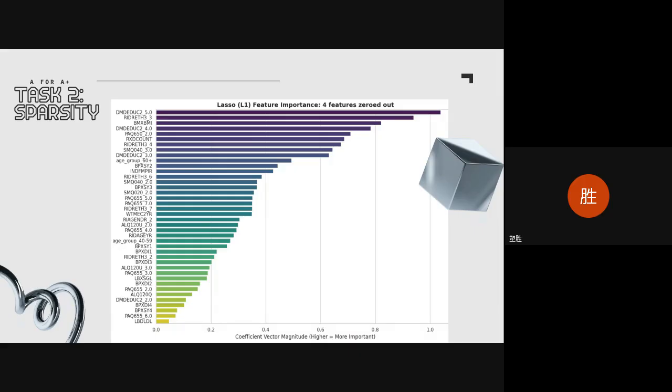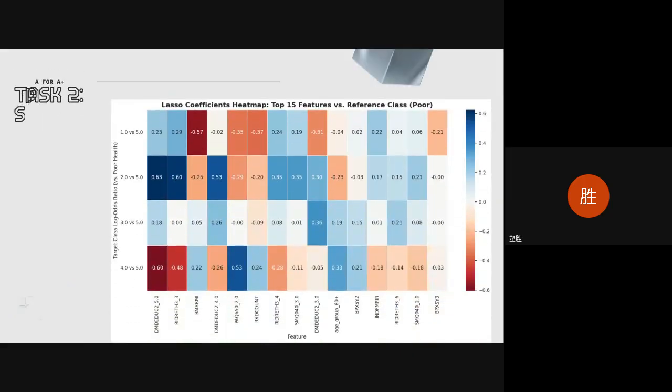The last graph I want to show you is the Lasso coefficients heat map, top 15 features versus reference class. It actually means, for example, for the first most popular feature, that minus 0.6 means that there is less chance that people with this feature will choose 4 over 5.